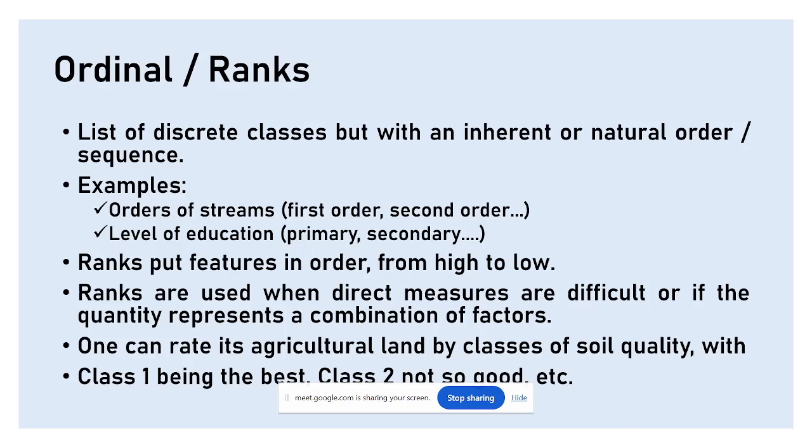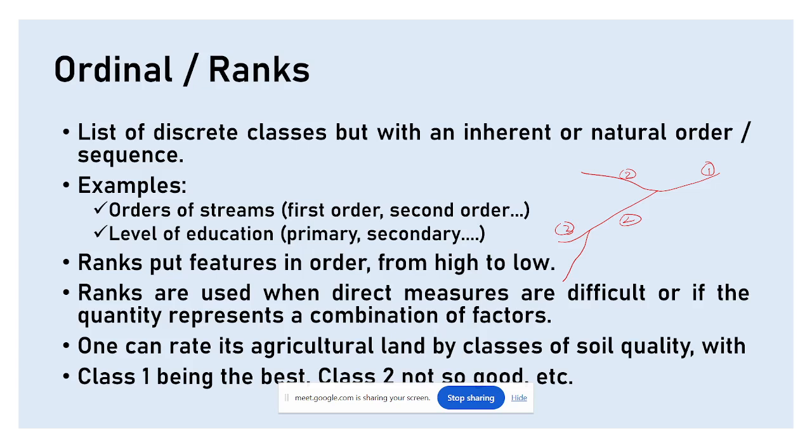For example, if you are representing a map in which you have a lot of streams going. Okay, so you have one stream like this, one going like this, then like this. So this will be of first order, then this will be of the second order, then this will be of the third order. So like that, first order, second order. So you're actually giving a natural order or sequence to the streams. So that is ordinal or ranks.